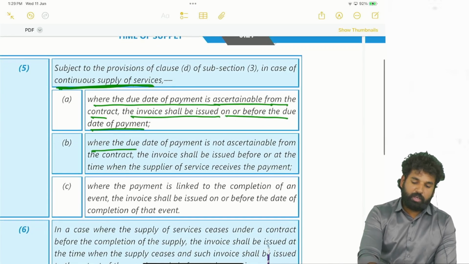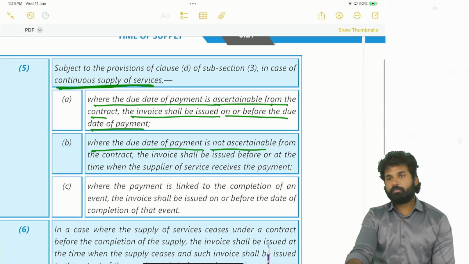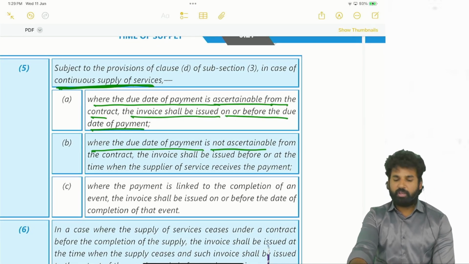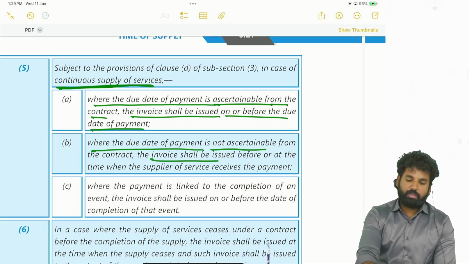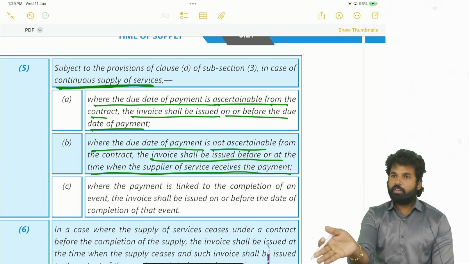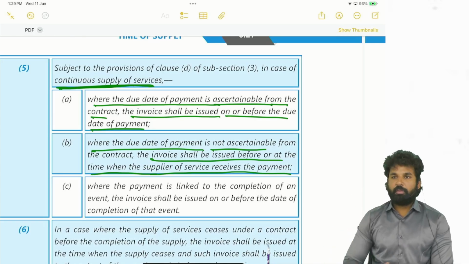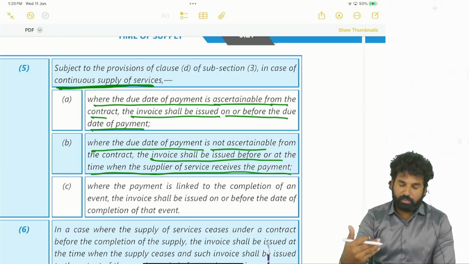Now, where the due date of the payment is not ascertainable, the invoice shall be issued before or at the time when the supplier of the service receives the payment. So whenever you are making the payment, whenever he is receiving the payment, he has to issue the invoice, on or before the date of receipt of the payment.